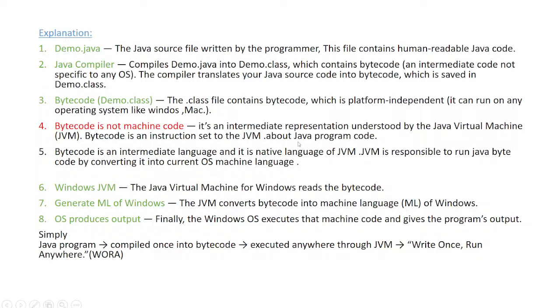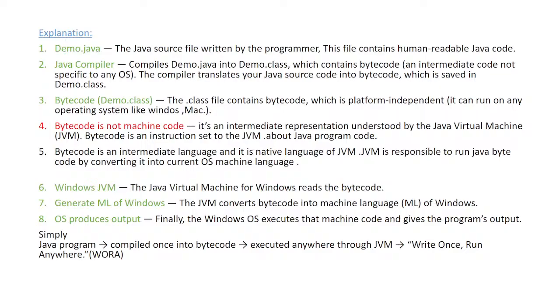Then what will the JVM do? About this program, it will read. Bytecode is the intermediate language. So JVM knows only bytecode. The JVM native language is bytecode. Right? So the JVM is responsible to run the Java bytecode, converting it into the current OS machine language. So the JVM will take care of all the things. The Java Virtual Machine.